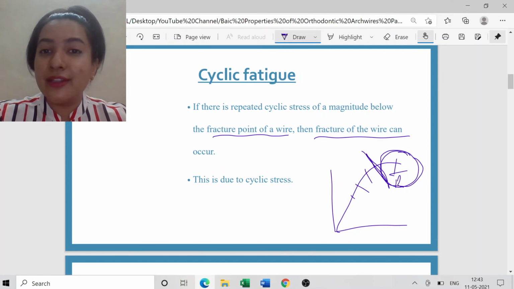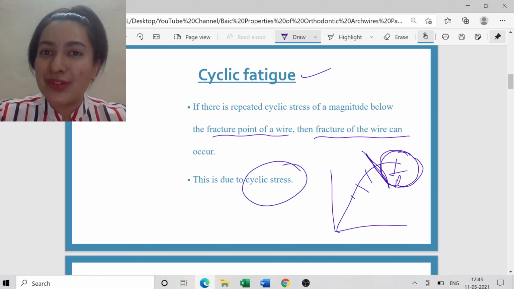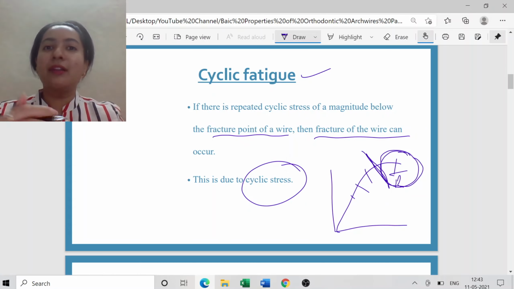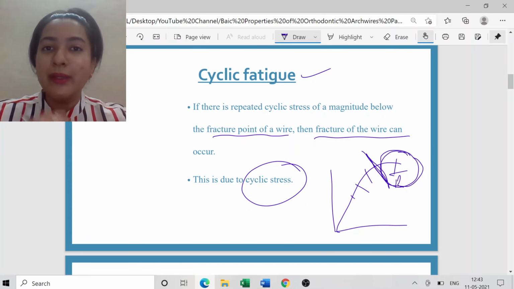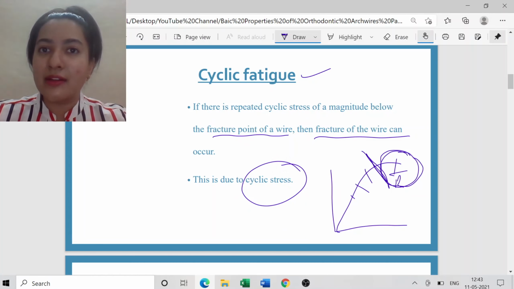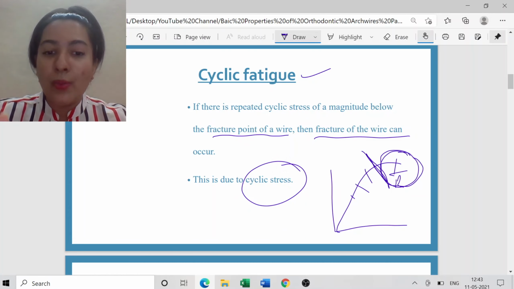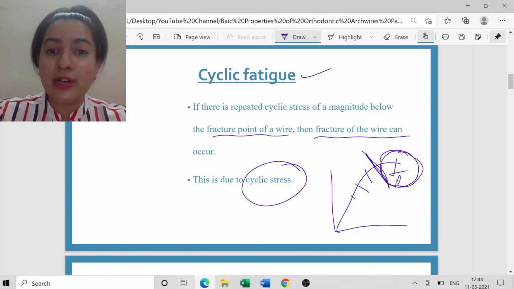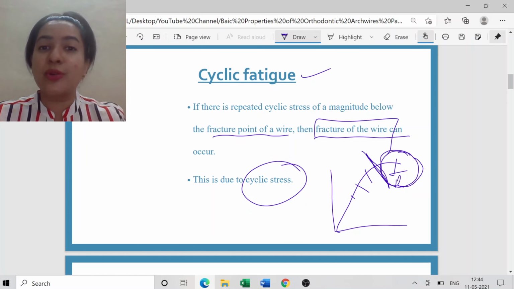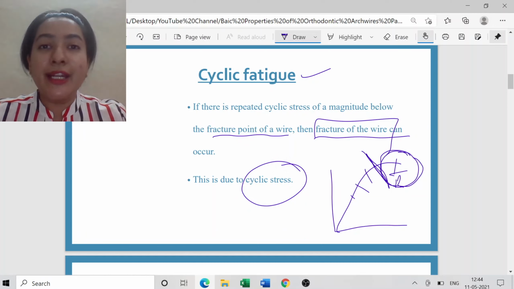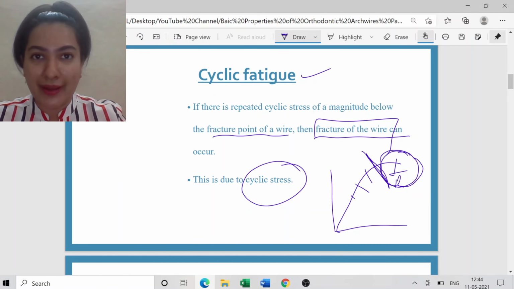And why does cyclic fatigue occur? It is because of cyclic stresses. Cyclic is something which is continuous, repeated. You keep doing that particular procedure again and again. So when I am constantly manipulating a wire, although it is below the rupture point, it can still fracture because of cyclic fatigue which gets incorporated and generated within the wire.